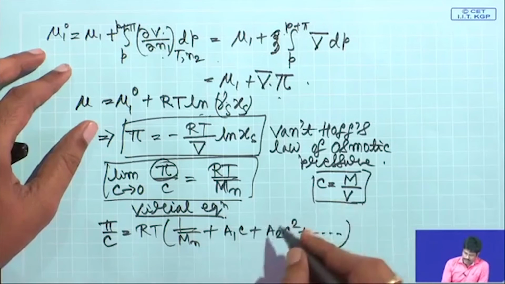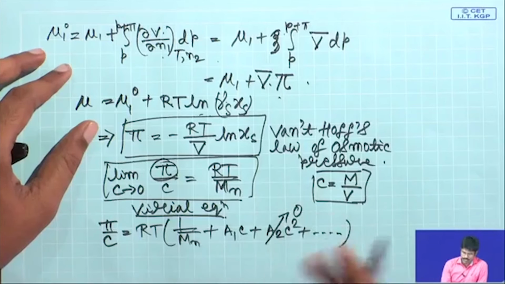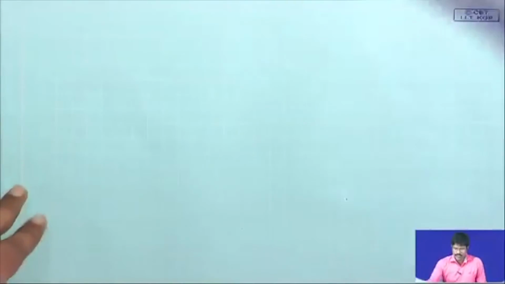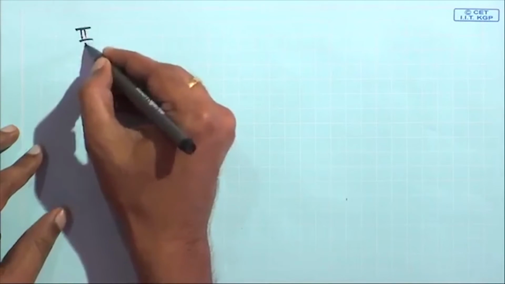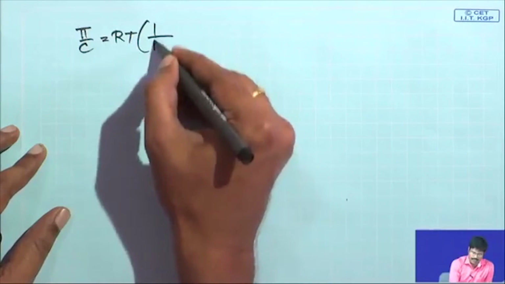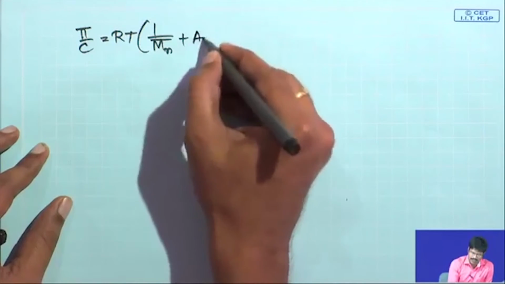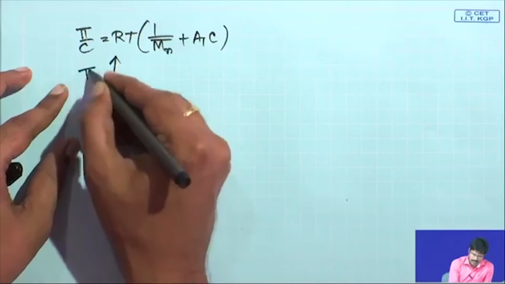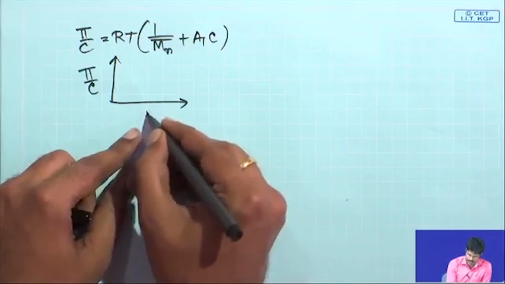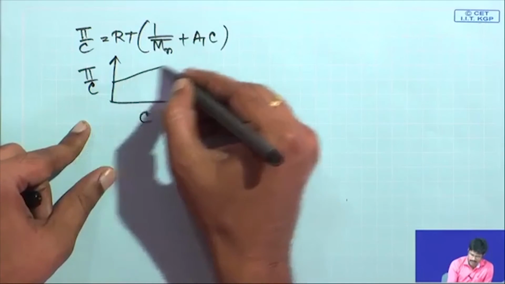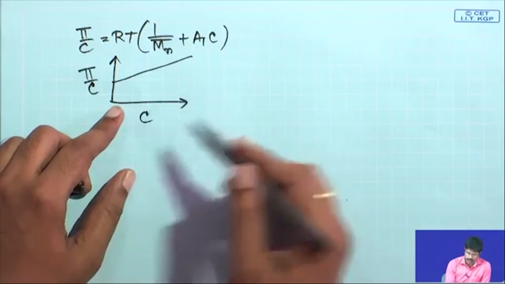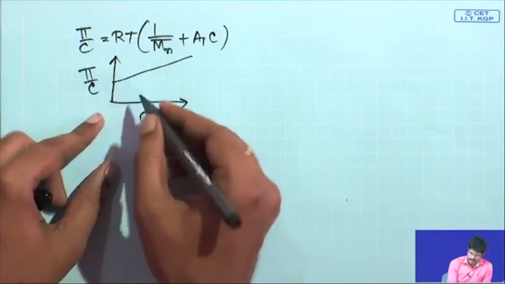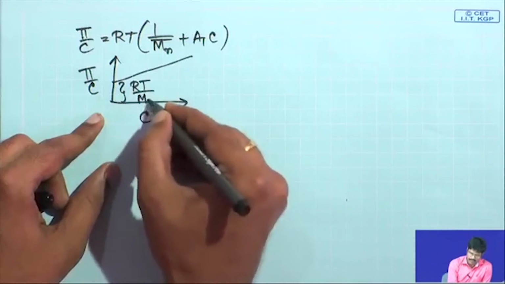Now, since your concentration is very small, some of these terms will tend to 0. So, only these two terms you take, so pi by C equals RT into 1 by Mn plus A1 C, let us say you have this expression. So, you plot this pi by C as a function of concentration, and what you will obtain is a straight line, and this intercept will be RT by Mn.